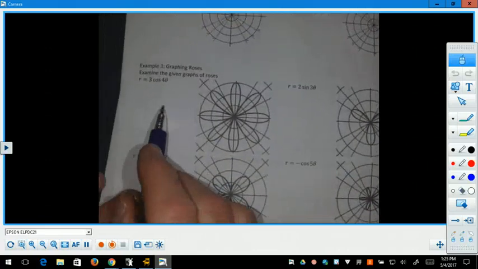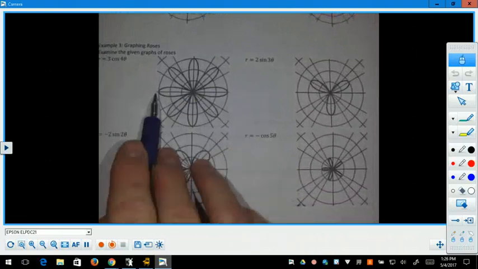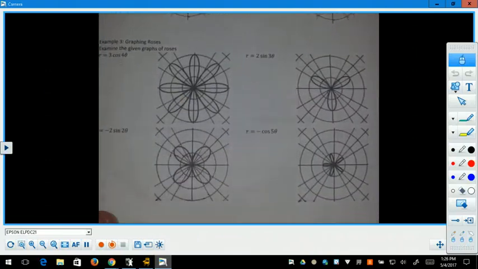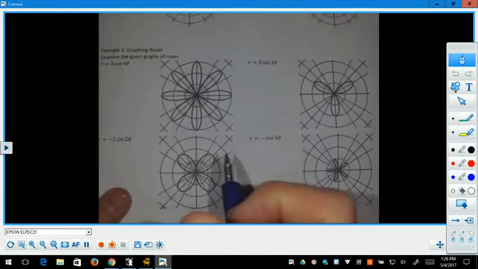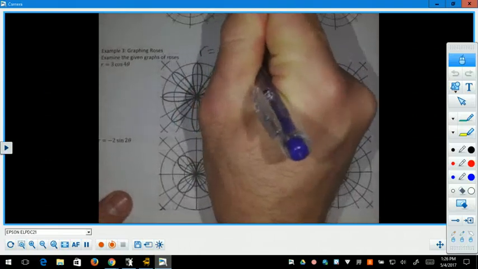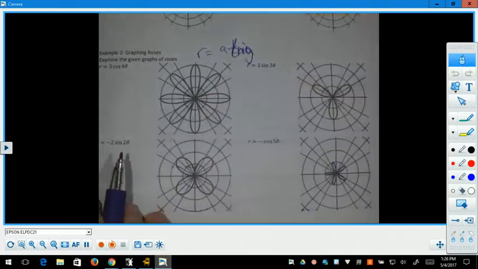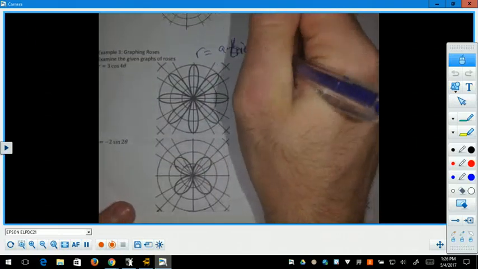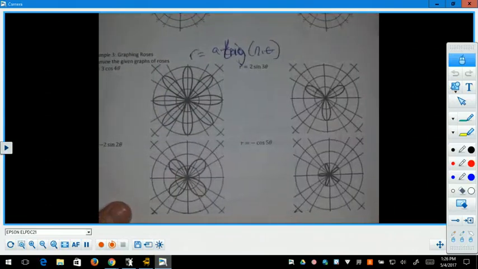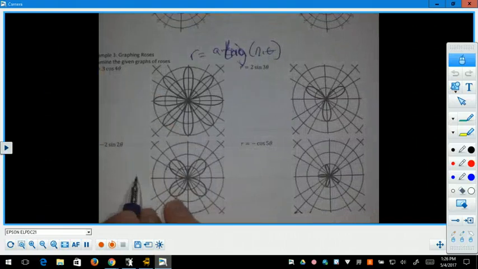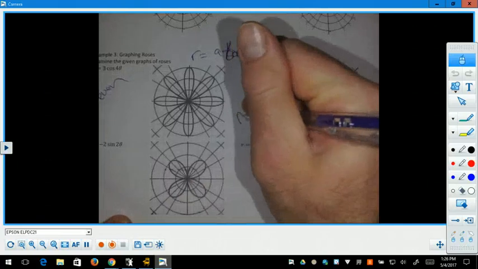Now, yesterday you also made some notes about these. When am I going to have a lot more petals than what I see in the equation? When it's even, when the multiplier on theta is even. So what we're going to look at is r equals a times trig function, because it might be cosine or sine, of n times theta. Well, if n is even, as in both these cases on the left, n is even. In the cases on the right, n is odd.